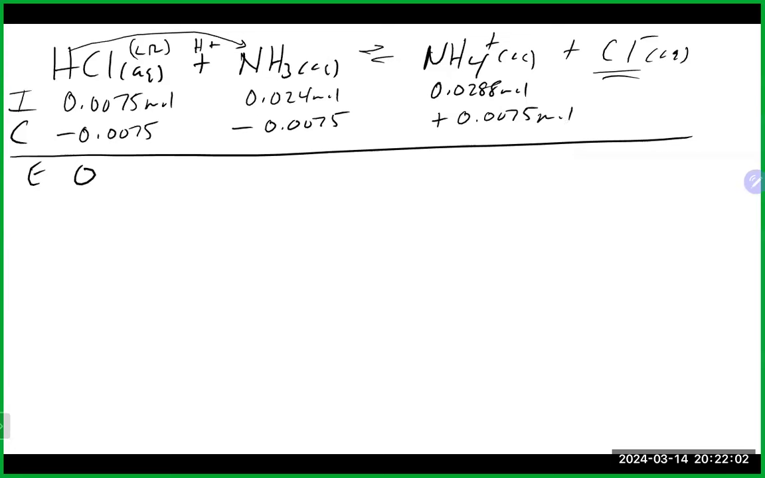We're going to go 0.024 minus 0.0075, 0.0165 moles of our NH3. And again, we're going to be adding on the back end here, not subtracting. So we're adding over here on the right-hand side, 0.0363 moles. Any questions on the ice table here?